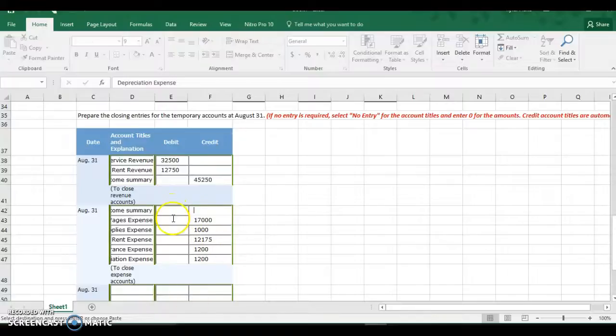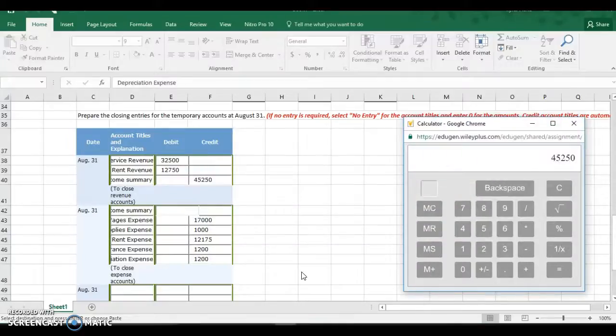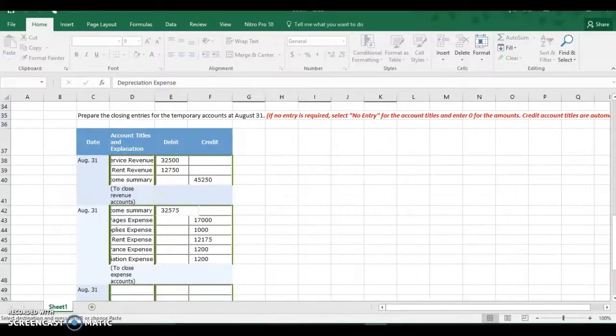Okay, now we're going to add all these up, and we're going to close all these accounts by debiting our income summary. So let's get my calculator back up. Add all these together, 17,000 plus 1,000 plus 12,175 plus 1,200 plus 1,200. And that is 32,575 that we are going to debit our income summary.